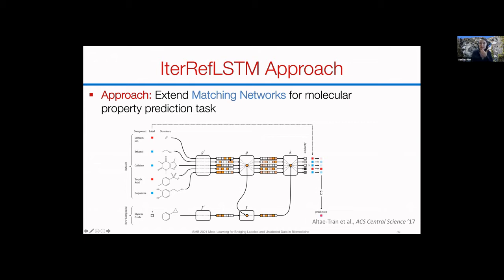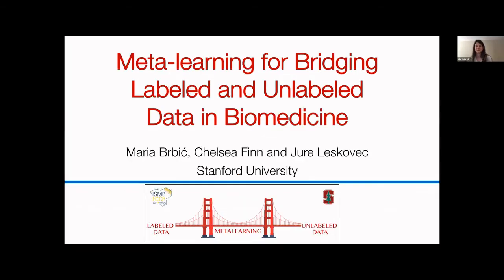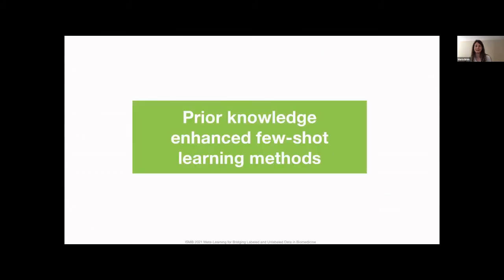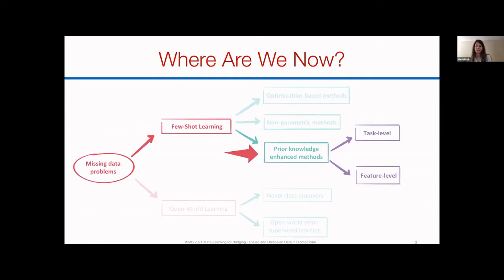Hi, welcome to the second part of the tutorial. In the next part of the tutorial, we will explain how we can incorporate prior knowledge into few-shot learning methods. So topic-wise, we are still on few-shot learning methods, but now our aim is to extend these methods by incorporating prior knowledge. And we will consider two levels of prior knowledge, task level and feature level, that we will explain in the next slides.